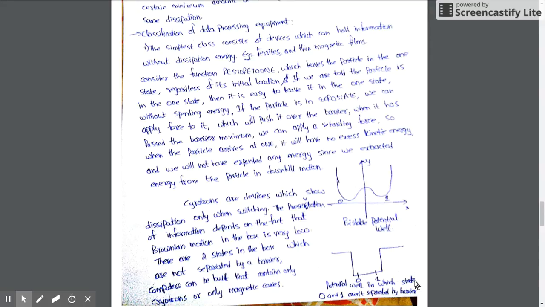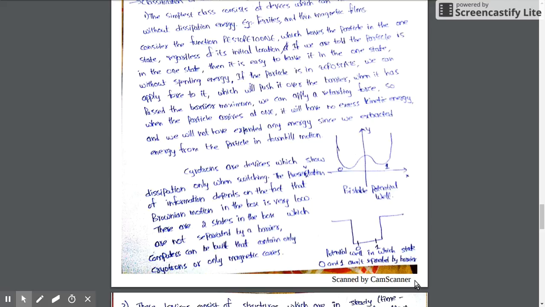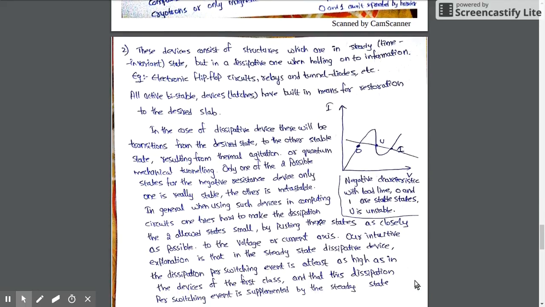Now we discuss chirotrons. Chirotrons are devices which show dissipation only when switching. The preservation of information depends on the fact that Brownian motion in the box is very low. There are two states in the box which are not separated by a barrier. Computers can be built that contain only chirotrons or only magnetic cores. On your right, you can see two diagrams which represent a bistable potential well and a potential well in which states 0 and 1 aren't separated by a barrier.